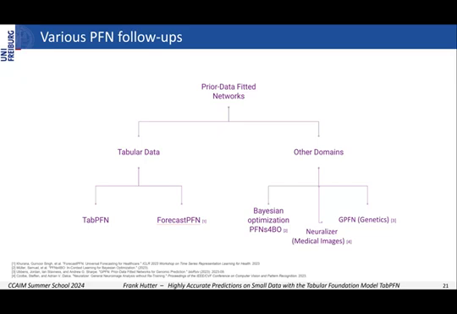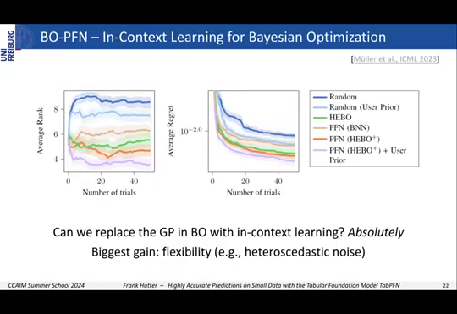This slide is very incomplete. It's sort of old. There are follow-ups in tabular data that I'll talk about, for time series data, for Bayesian optimization that I briefly mentioned on the next slide, for medical images, for genetics, and so there's more than 100 follow-ups by now. Bayesian optimization, I will briefly mention.